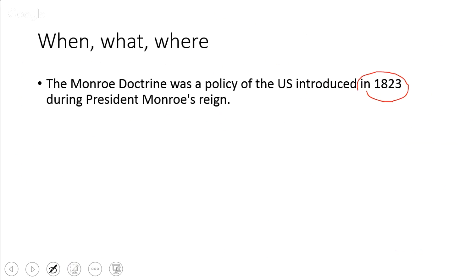So you see, my sentence is very easy. The Monroe Doctrine was a policy of the U.S. introduced in 1823 during President Monroe's reign. You should know the word, okay? Reign means control, or you can even say under his presidency. So yeah, that one should be easy.